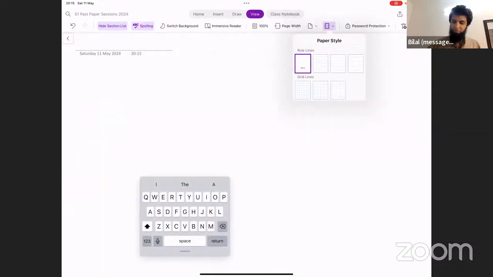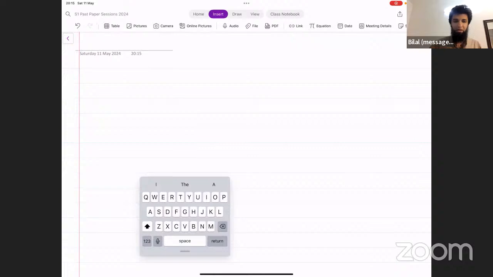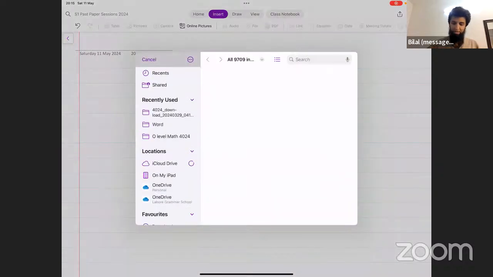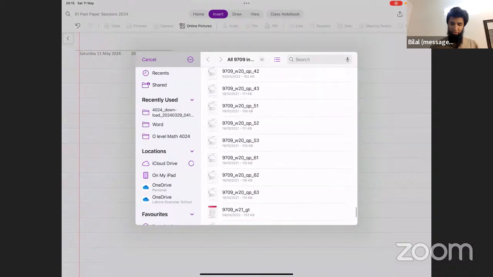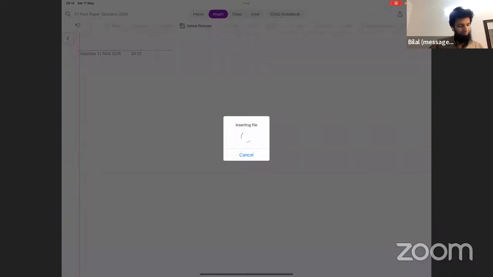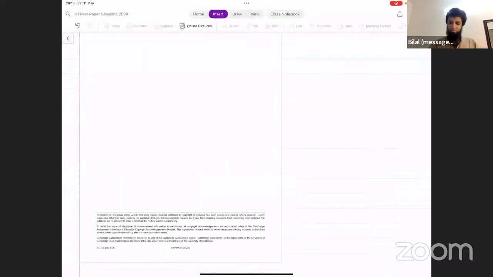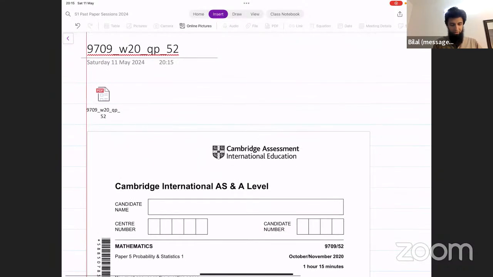So now we want to do difficult questions from P52 from the session November 2020. Again, please let me know the questions that you want me to discuss from this paper. P52. The question that you find difficult from this paper. Let me have a look at the poll as well.